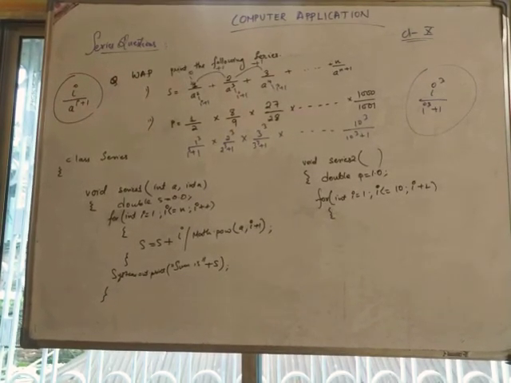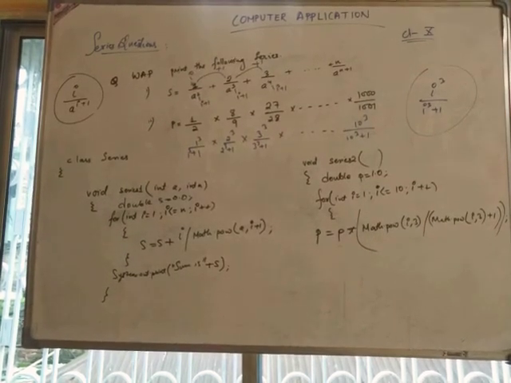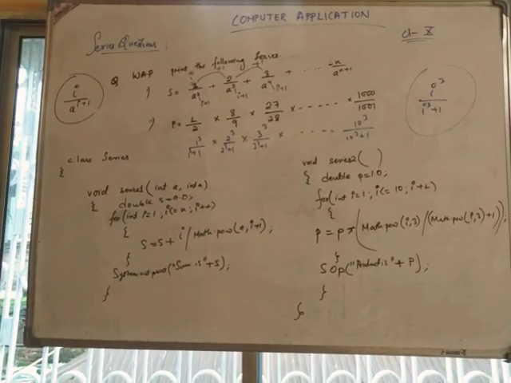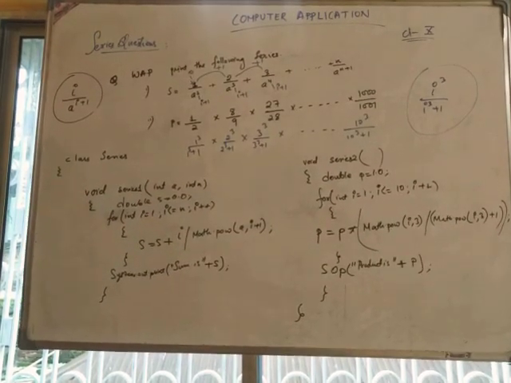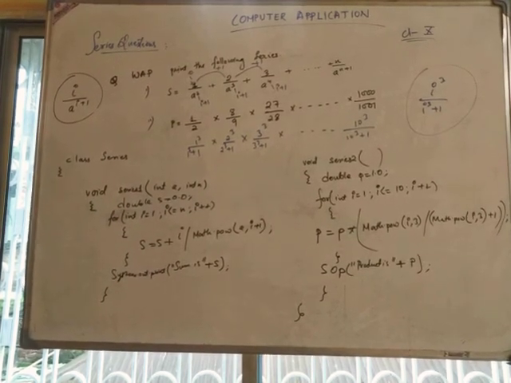What to write? p equals p into the universal term. So we write p equals p into Math.pow(i, 3) divided by Math.pow(i, 3) plus 1. It's simply writing a Java expression for the product. After the product is calculated, you close the braces and then print the value of the product. At the last, we have to mention two braces so that your method and the class are closed. Clear? This is how you solve this kind of question in your exam if it comes.